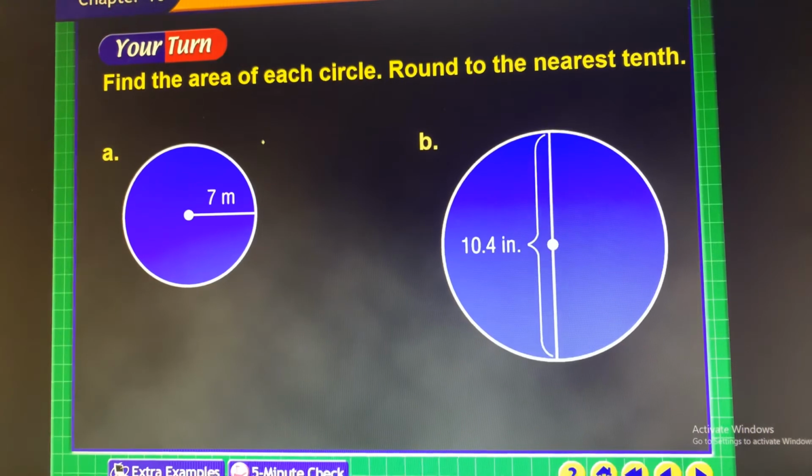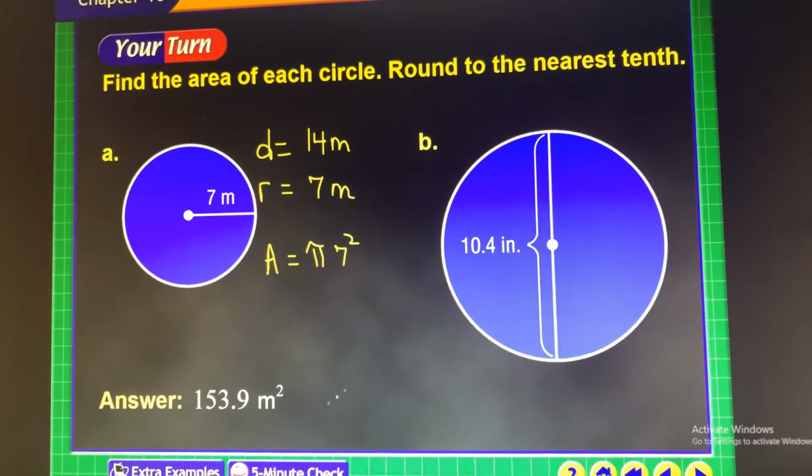Let's practice again. So look at this problem right here. Right, diameter equals, radius equals. Remember, I already told you you're smart if you do that. If you don't do that, you're more likely to make a mistake. Diameter is 14 meters. Radius is 7 meters. Diameter I would use if I was finding circumference. Radius I'm using to find area. So area is equal to pi 7 squared. So 49 times pi. There it is.